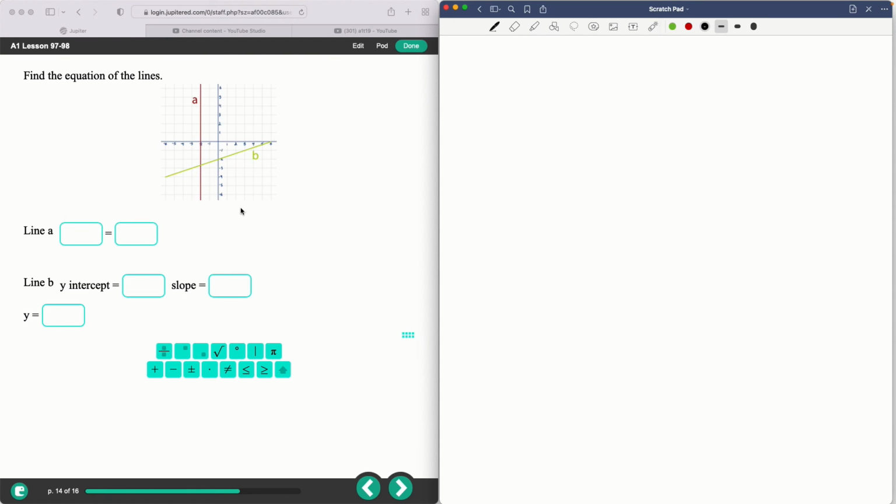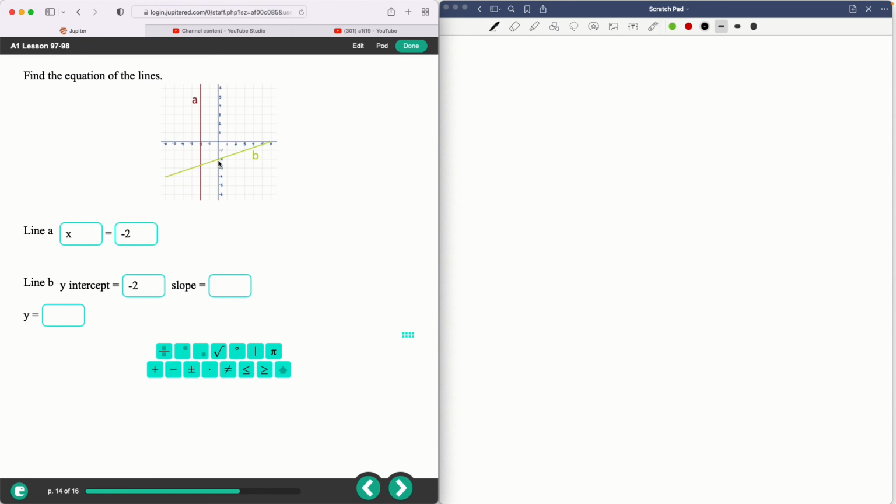All right, line A is on the x-axis. It crosses the x-axis at negative 2. All right, so this one I have to do a little bit of math. So the y-intercept is going to be 0, negative 2.